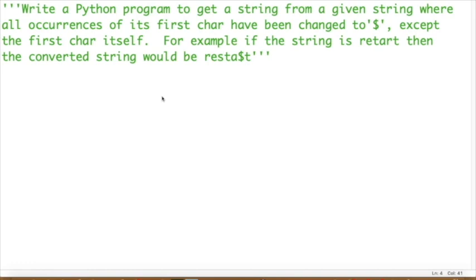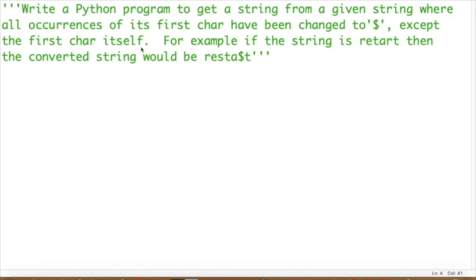So here is the first example exercise, the first question of the example exercise, and what we have to do is write a program in Python to get a string from a given string where all occurrences of its first character have been changed to dollar except the first character itself.